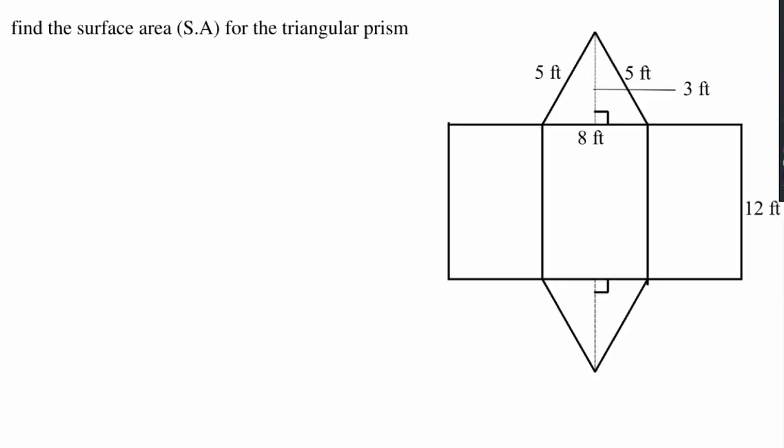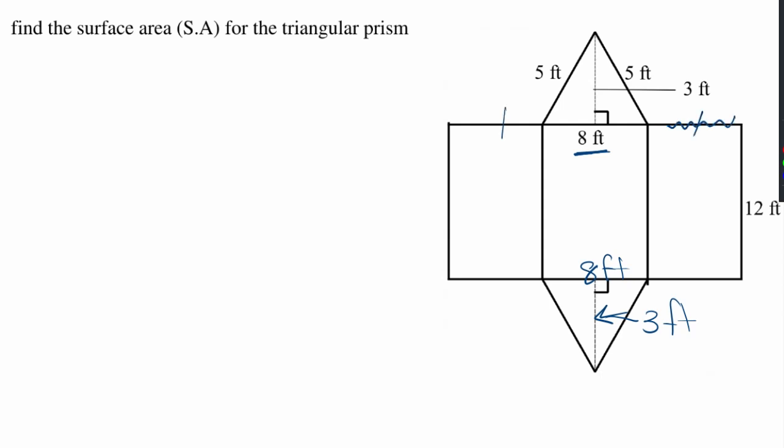Find the surface area for the triangular prism. I'll give you the hint and let you solve it yourself. Okay? First, we have the base is 8, and this other base will be 8. And because the triangular prism has two congruent triangles, this height will also be 3 feet. Okay? What about these side dimensions?